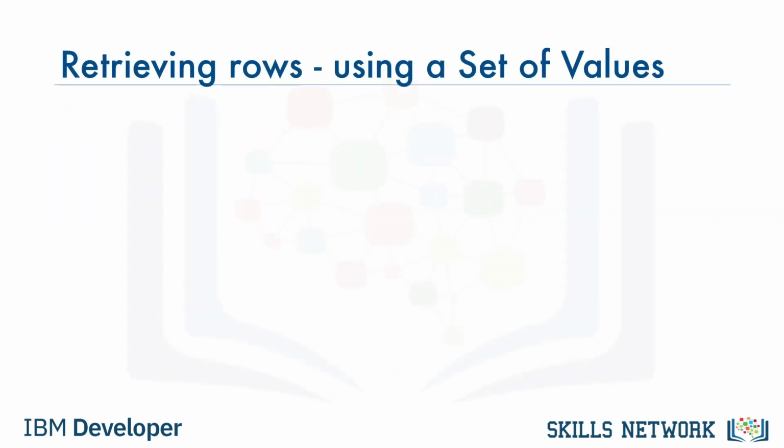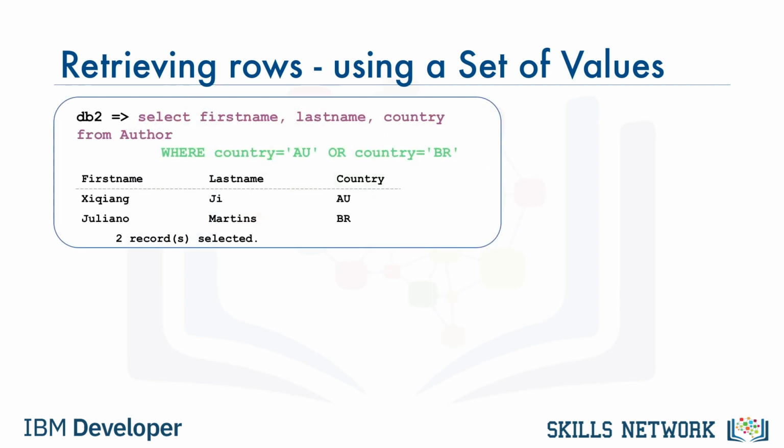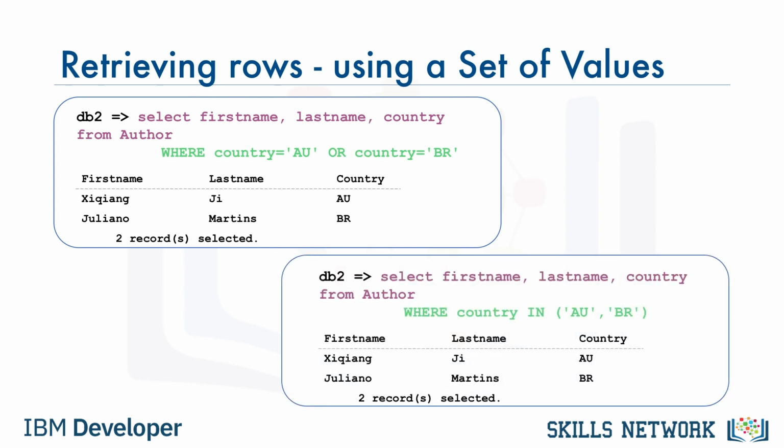In some cases, there are data values that cannot be grouped under ranges. For example, if we want to know which countries the authors are from. If we wanted to retrieve authors from Australia or Brazil, we could write the select statement with the where clause repeating the 2 country values. However, what if we want to retrieve authors from Canada, India, and China? The where clause would become very long, repeatedly listing the required country conditions. Instead, we can use the in operator. The in operator allows us to specify a set of values in a where clause. This operator takes a list of expressions to compare against. In this case, the countries Australia or Brazil.